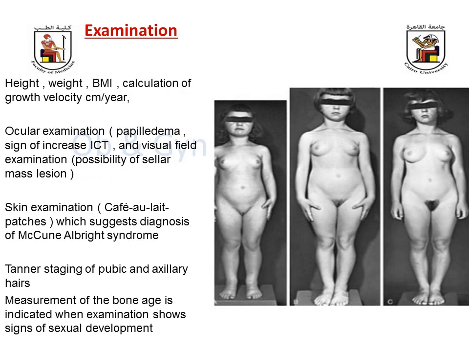Examination of my patient includes height, weight, body mass index, calculation of growth velocity in centimeters per year. Ocular examination is important for possibility of any underlying CNS disease. Skin examination for possibility of any metabolic or enzymatic deficiency such as McCune-Albright syndrome. Tanner staging of pubic and axillary hair is very important for start of management and follow-up before treatment. Measurement of bone age is indicated when examination shows signs of sexual development.